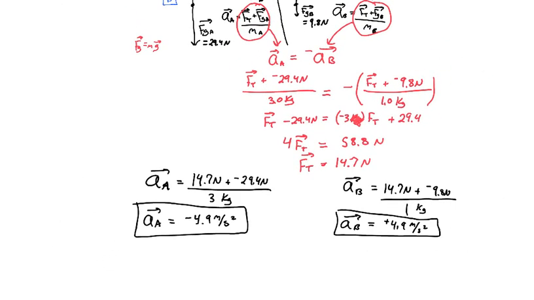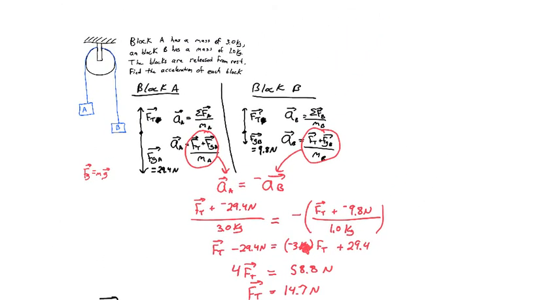So, key facts to keep in mind about Atwood machines. The tension force is the same anywhere along the string. So they're both attached to this string. They both receive the same size force. The pulley can change the direction of that force, making it upward on both of these instead of in opposite directions, like Newton's third law would normally predict. But we still have a third law pair here.